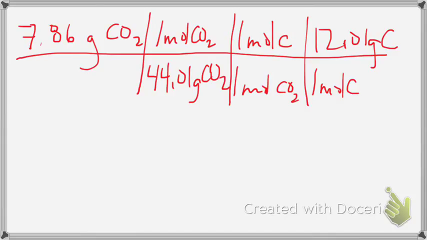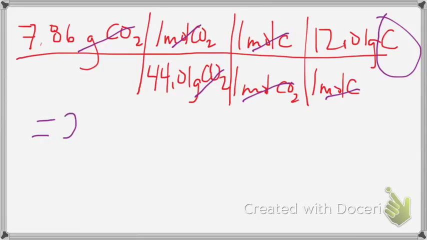12.01 grams of carbon. Now let's check to make sure that everything cancels. So we have grams of carbon dioxide, grams of carbon dioxide, moles of carbon dioxide, moles to moles of carbon. So the only thing left is grams of carbon. You multiply by everything on the top, you divide by everything on the bottom. If you do this, you're going to get 2.14 grams of carbon. Okay, so we're going to have to remember that.